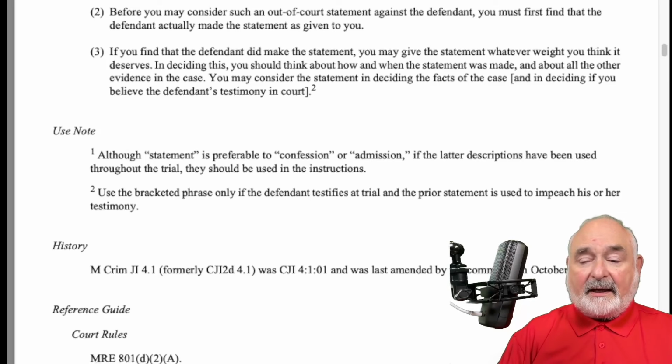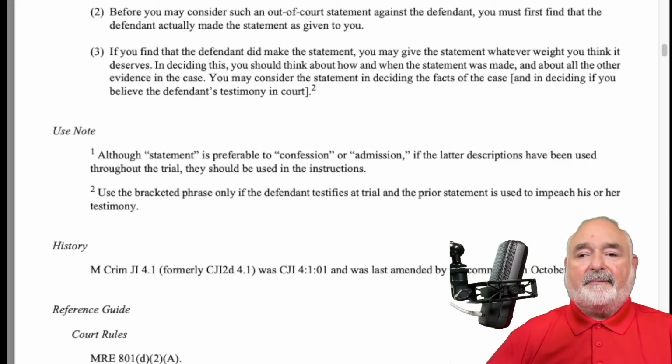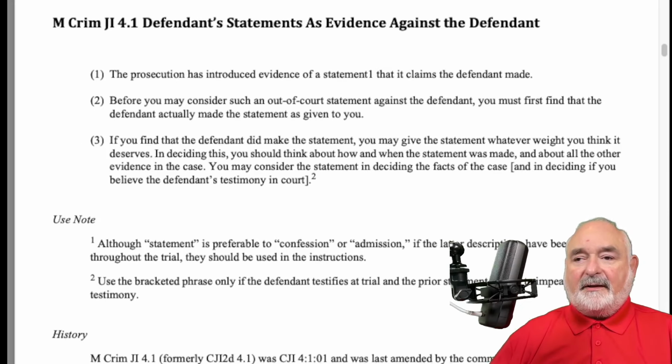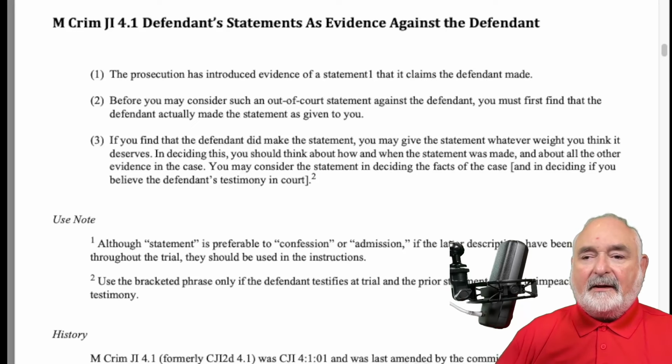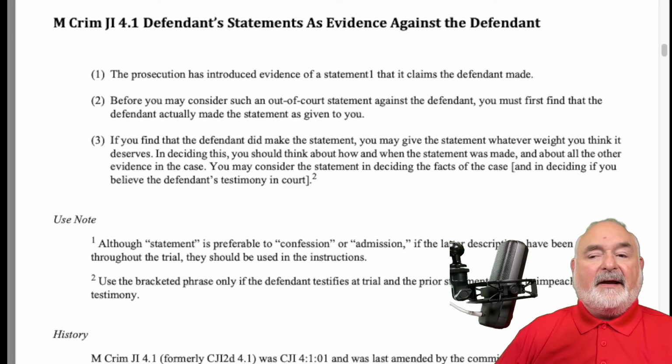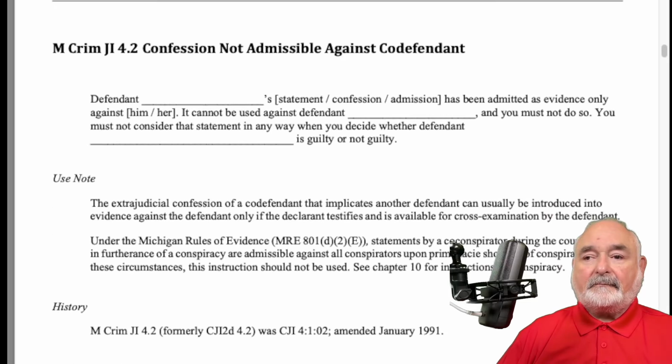Unless, of course, in the course of making the confession, the guy says, yeah, this is my confession, I've got to tell you what I did. In that situation, it'd be pretty ridiculous to instruct the jury that it's not a confession or an admission. But what it says is the prosecution has said that they've made the statement. Before you may consider such out-of-court statement against the defendant, you must first find that he actually made the statement, and then you have to give it whatever weight you think it deserves. So we're not putting a great deal of emphasis on this statement. We're just saying, if you find this to be something the defendant said, then by all means, take the time to give it the weight that you believe it needs to be given.